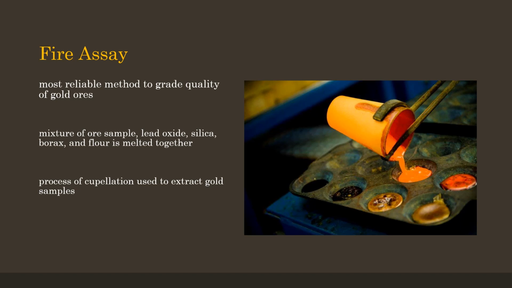To extract the gold, a process called cupellation is used, where the metal sample is heated to 850 degrees Celsius in a cupel. The cupel is a porous ceramic container made of calcium phosphate that absorbs the lead as it oxidizes, leaving behind small droplets of gold.